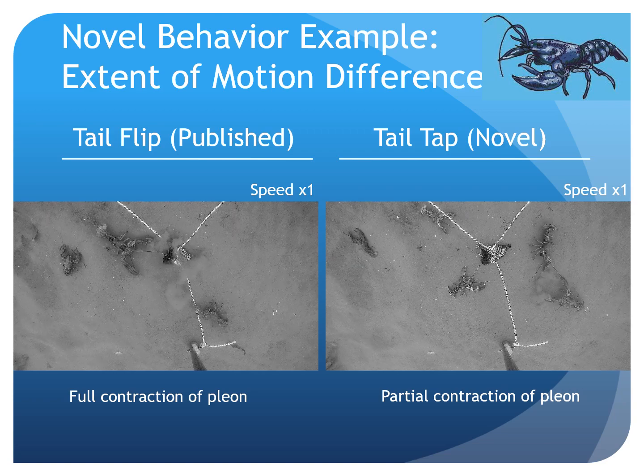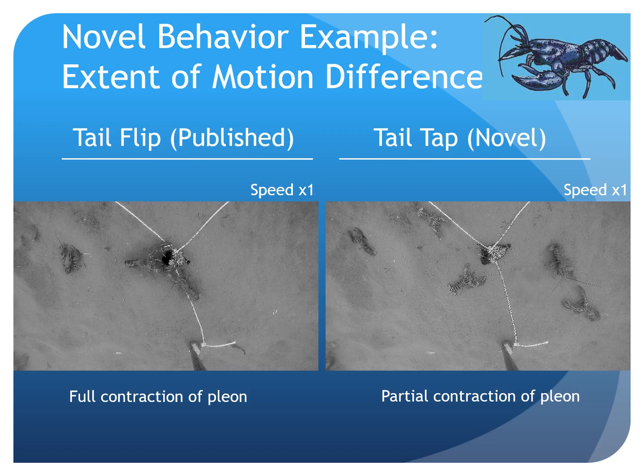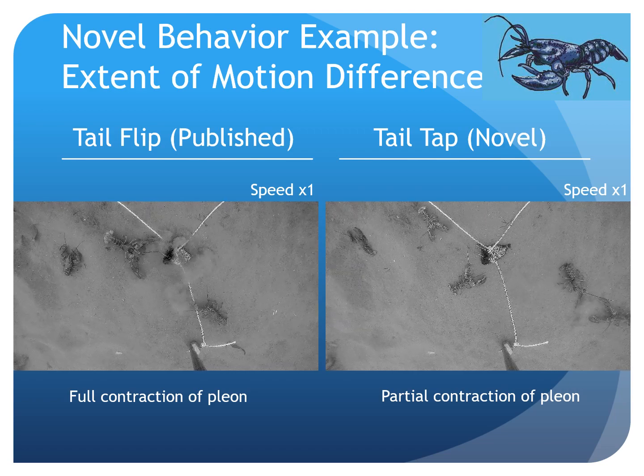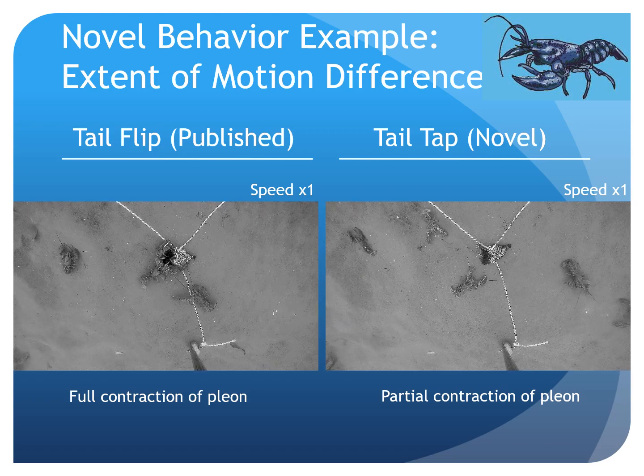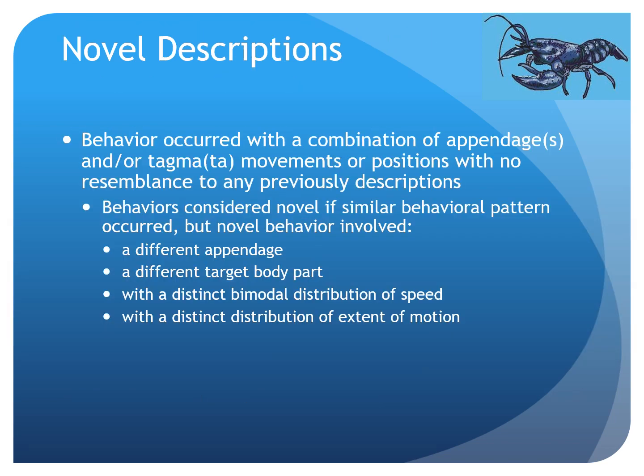The tail flip on the left includes the full range of motion, whereas the tail tap on the right has only a partial contraction of the pleon. And yes, both of these videos come from the same tripod deployment. This can also include new combinations of previously described behaviors.